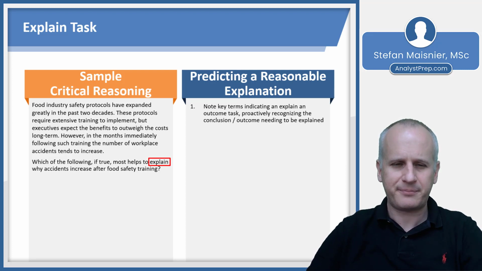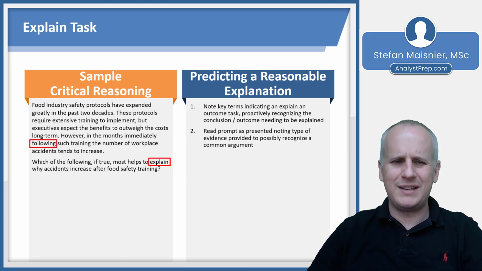But reading from the beginning, food industry safety protocols have expanded greatly in the past 2 decades. These protocols require extensive training to implement, but executives expect the benefits to outweigh the costs long term. However, in the months immediately following such training, the number of workplace accidents tends to increase.